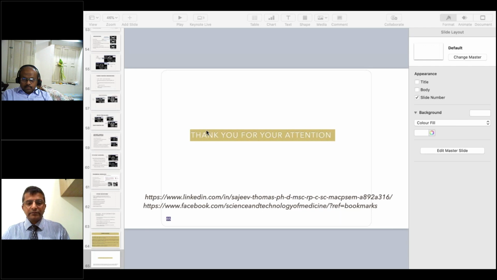And selectivity, how much selectivity? Definitely you can achieve a selectivity above 95%. Most of the centers are practicing 98 plus.